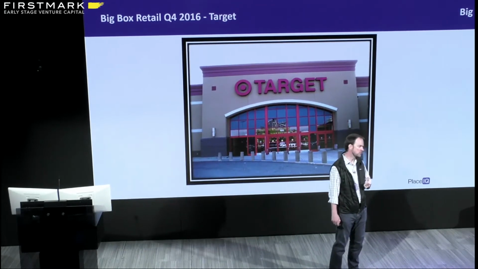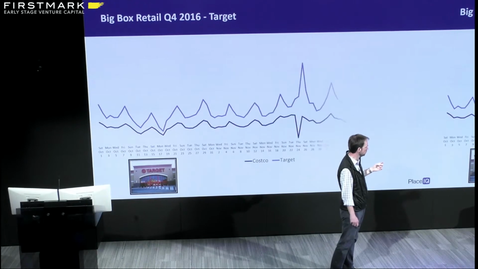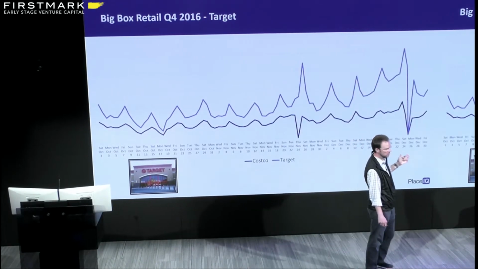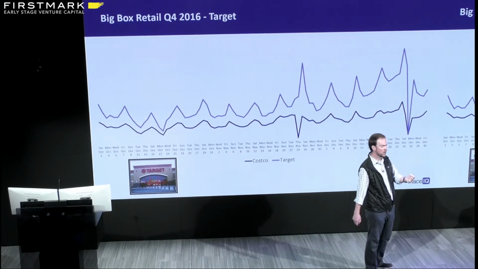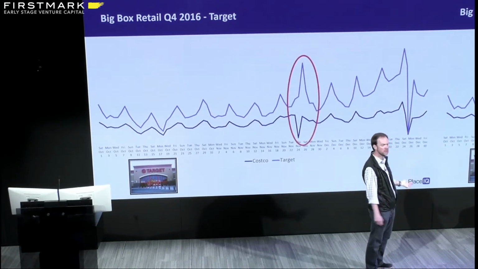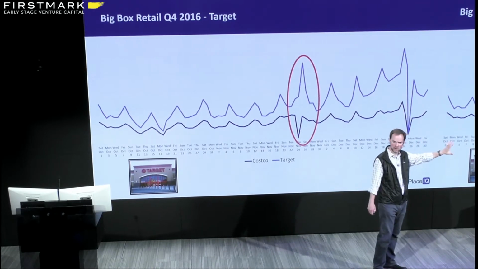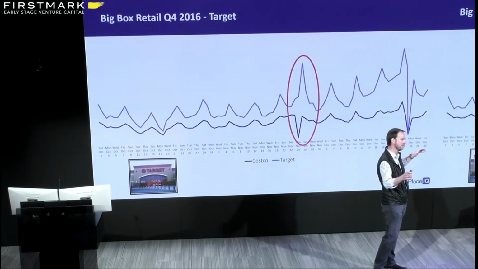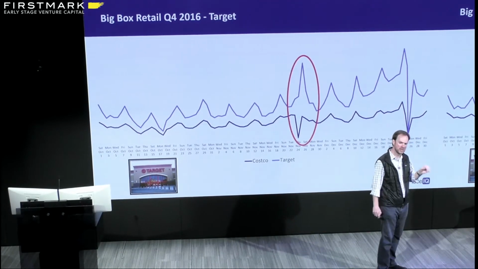Let's layer on Target. So we throw on Target here compared to Costco. And you see quite a different trend here, right? Because guess what? Target is actually open on Thanksgiving. So we see that very clearly here. And obviously we're looking at raw foot traffic here, right? So this is the count of foot traffic based upon 165 million mobile devices that we see into these brands.